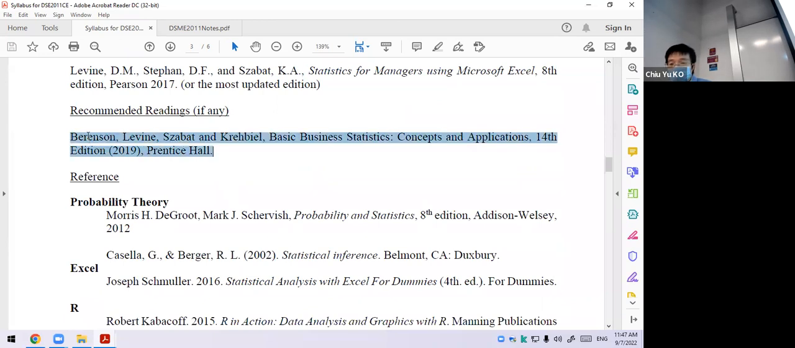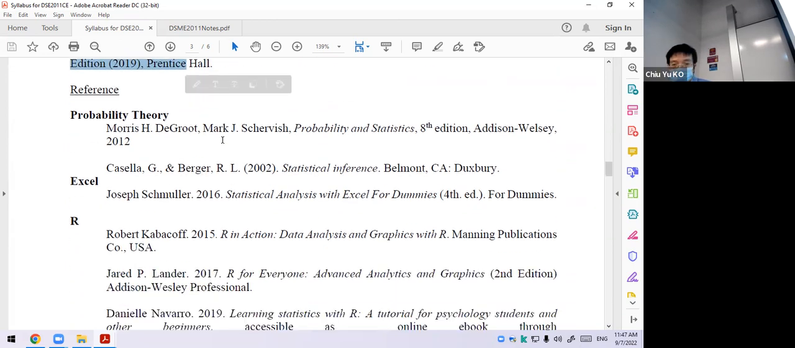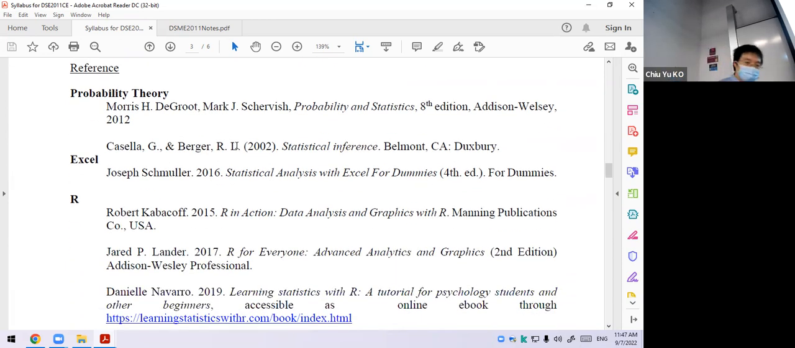And the other book is a reference book. You can read it. This one is more related to business. The reference book is basically for you if you want to know more.